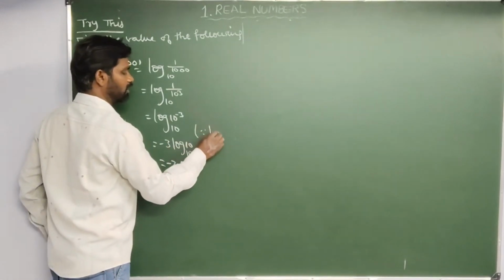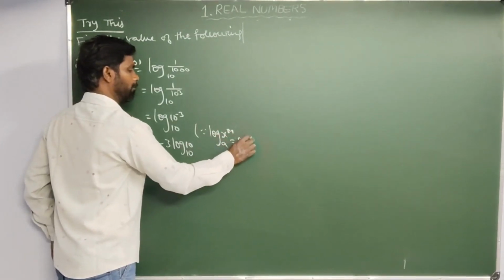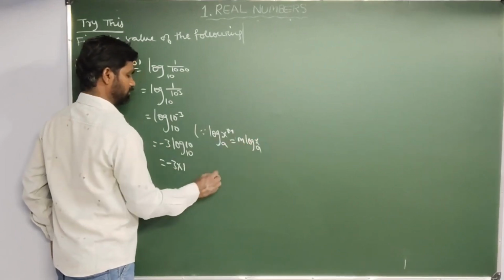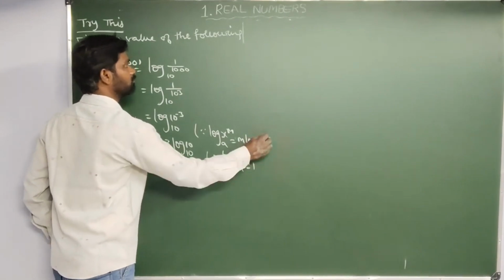So I mentioned here the formula log x power m base a is equal to m log x base a. In the same way, log a base a is equal to 1.